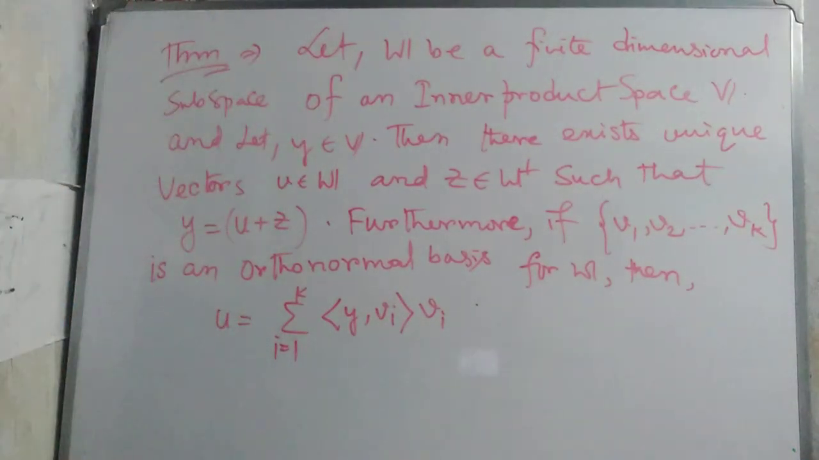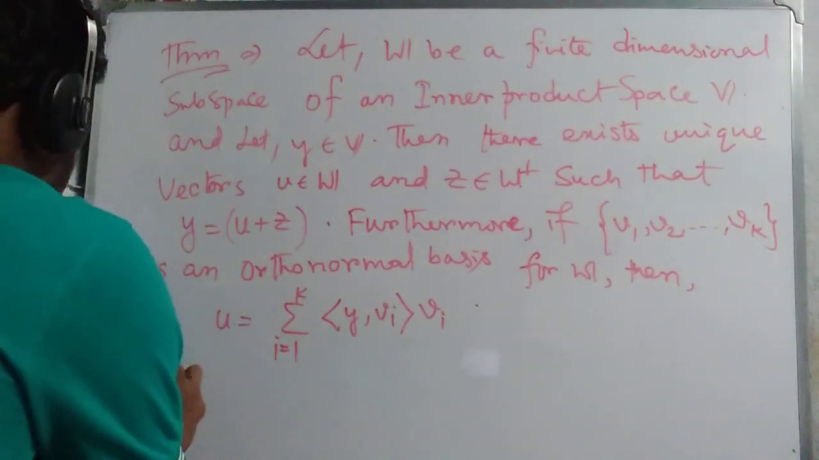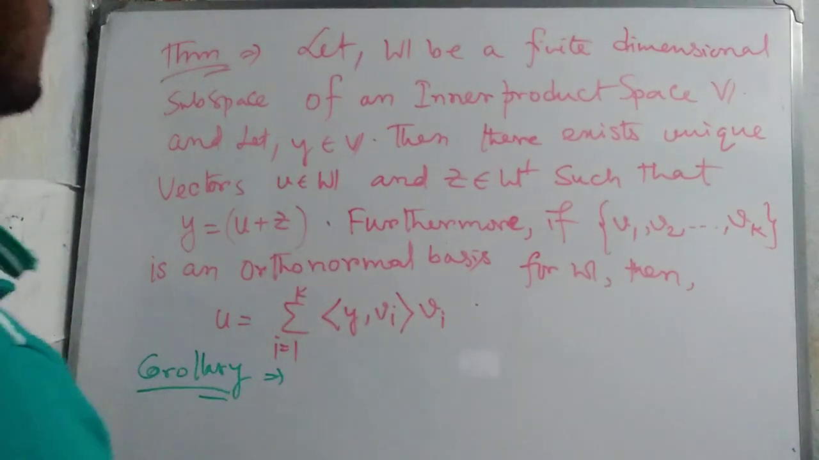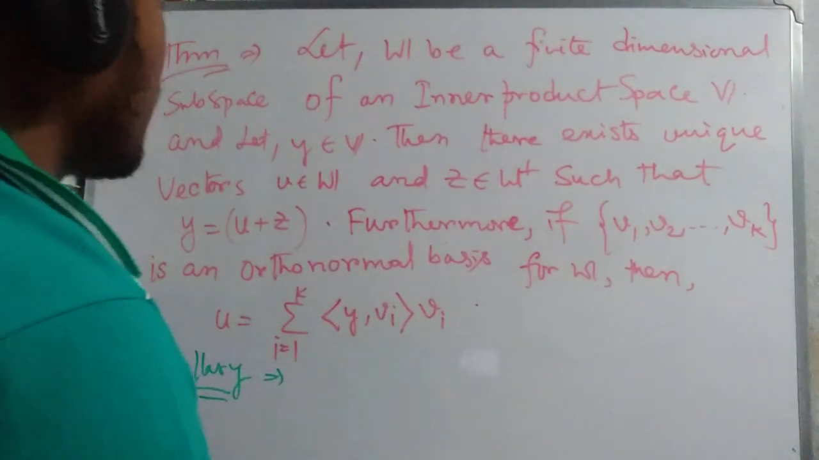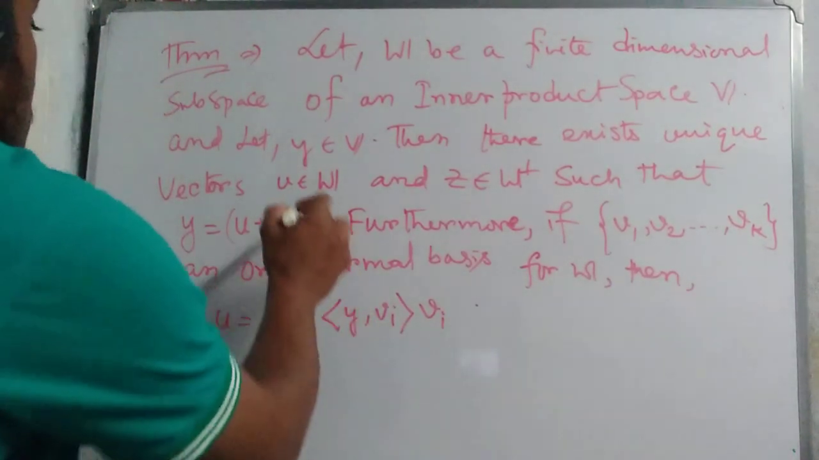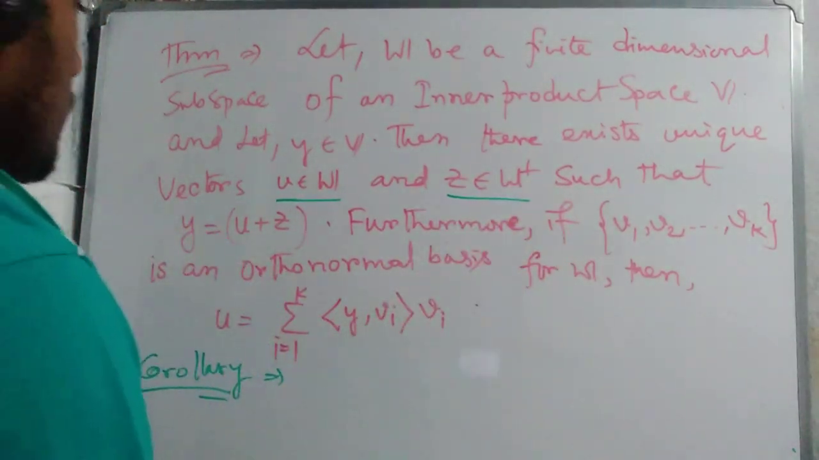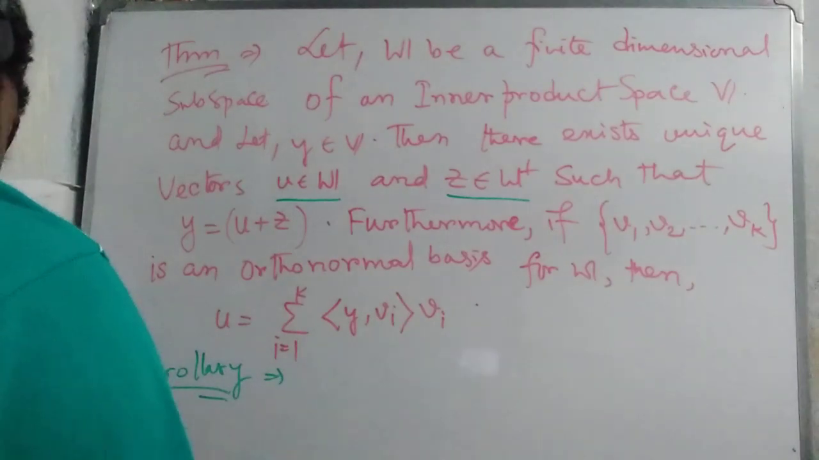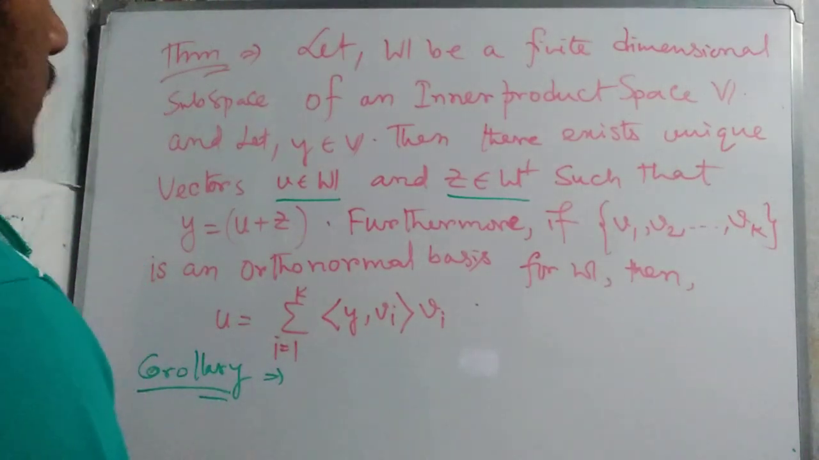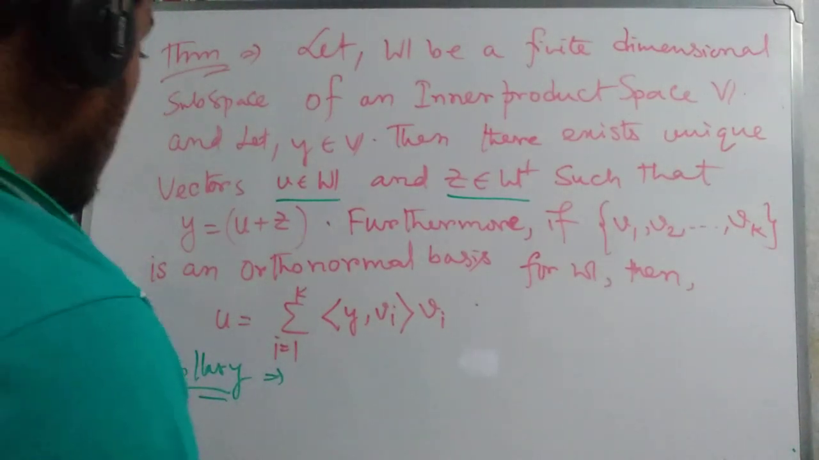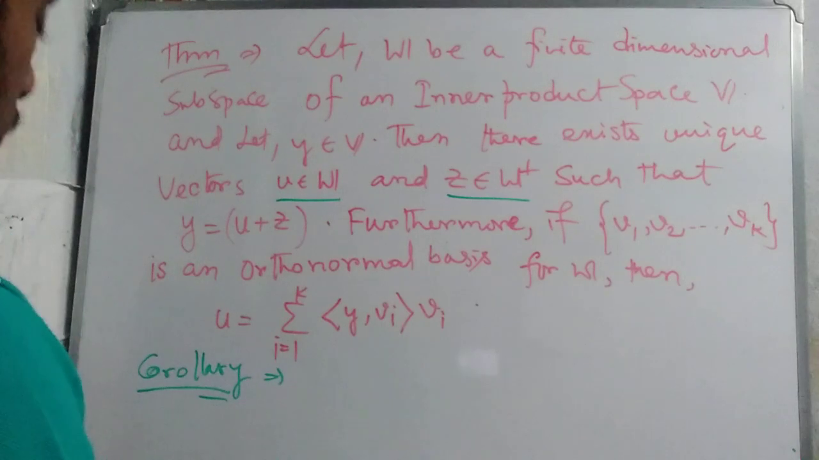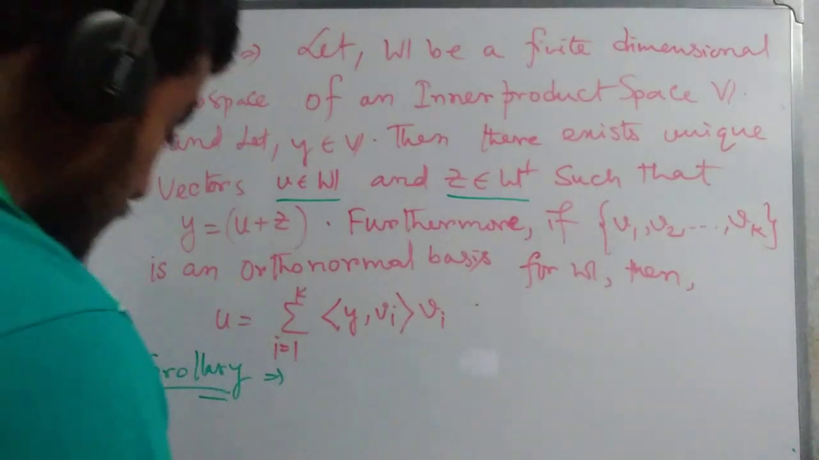Now we are going to discuss one corollary related to that. What this one says: let W be a finite dimensional subspace of an inner product space V, and y belongs to V. Then there exist unique vectors u belonging to W and z belonging to W perp, such that y equals u plus z. Understood? And furthermore, if v1, v2, ..., vk is an orthonormal basis for W, then u equals the sum from i equal to 1 to k of the inner product of y and vi, times vi. Then we also discuss the corollary.